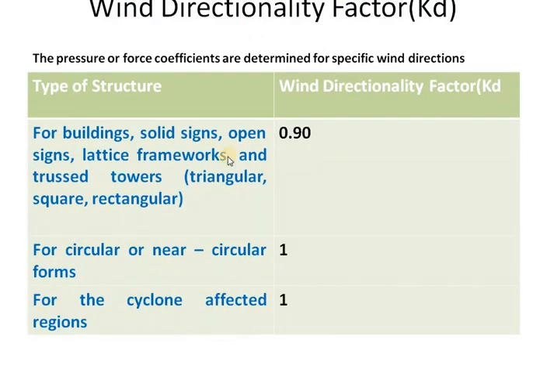And the wind directionality factor will depend upon the shape of the building. If it is a lattice structure, then it can be 0.9. Rectangular, triangular, square buildings, it will be 0.9. If it is a circular or nearly circular form, then it can be taken as 1. Cyclone affected region also we have to take the KD factor, that is the directionality factor, as 1. So if our industrial building is rectangular, we can take 0.9.